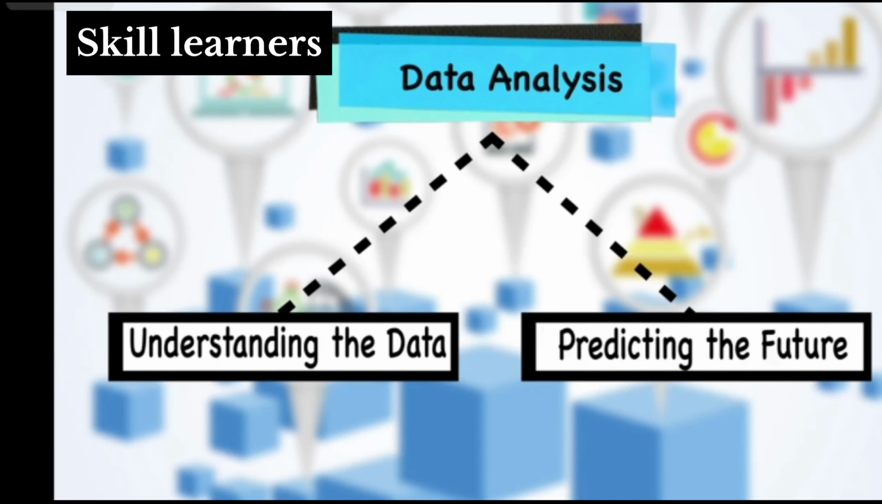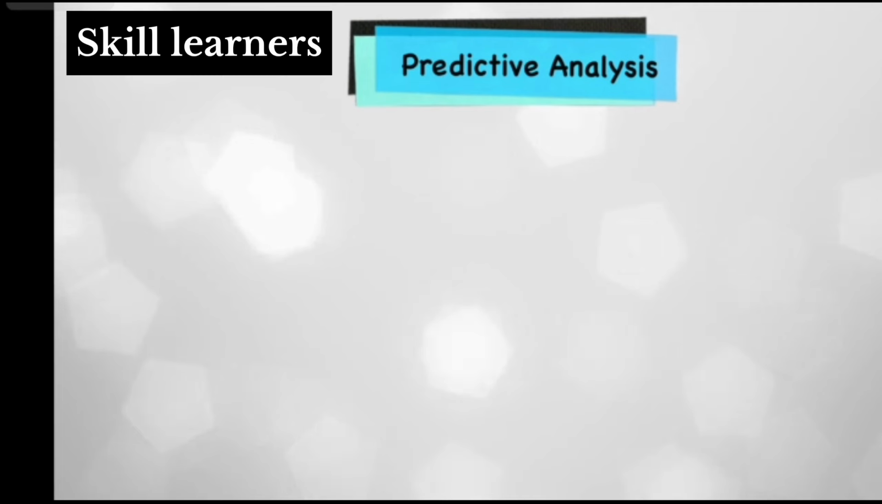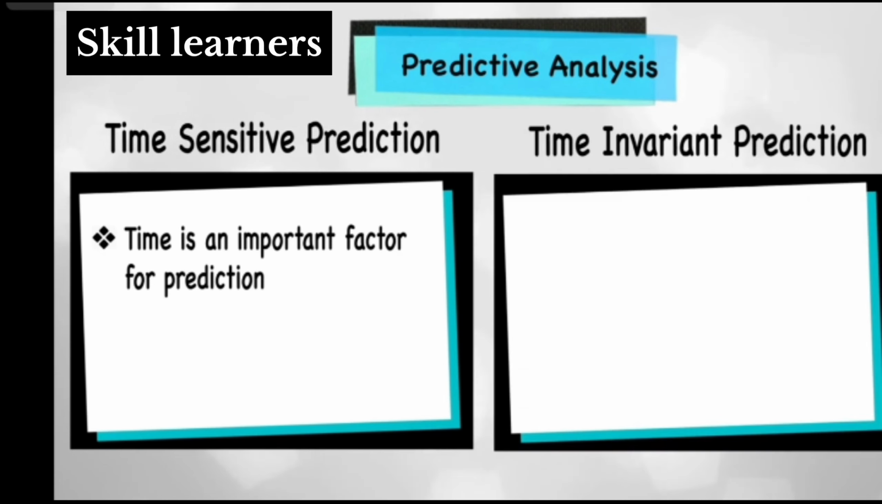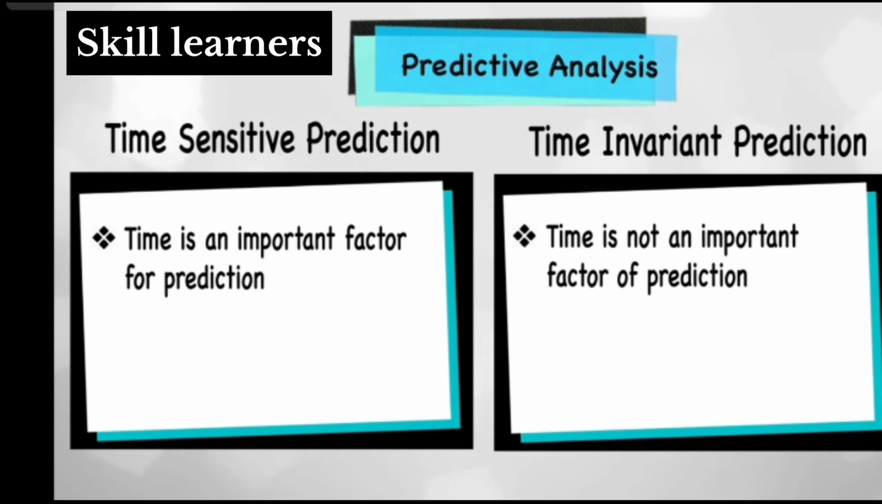When it comes to predicting the future, there are two strands we should be wary of. One is the kind of prediction which is sensitive to time, and those are typically time series analysis. The other kind of predictions are not sensitive to time, what we can call time invariant. Now, what are the broad differences between the two?